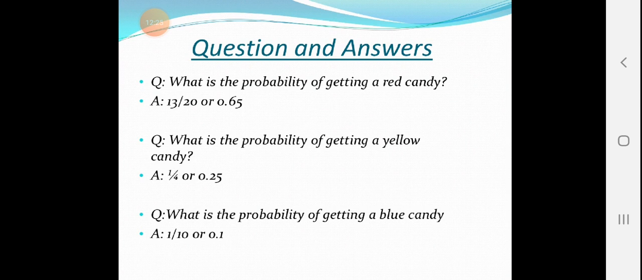Let's check whether our answers are correct or not. What is the probability of getting a red candy? That was 13 out of 20, which is 0.65. What is the probability of getting yellow? That is 1 on 4 or 0.25. What is the probability of getting a blue candy? That is 1 on 10, that is 0.1. Just check that all the probability answers lie between 0 and 1. That means our answers are correct.